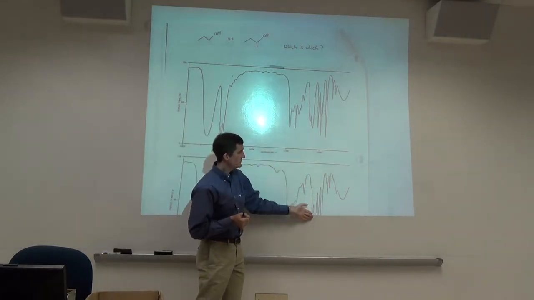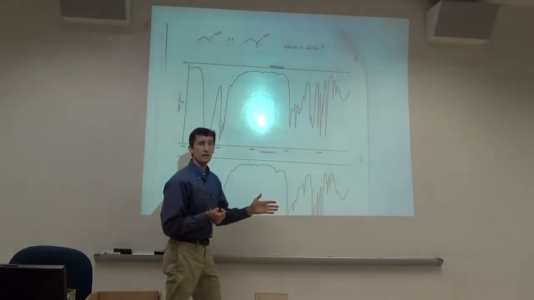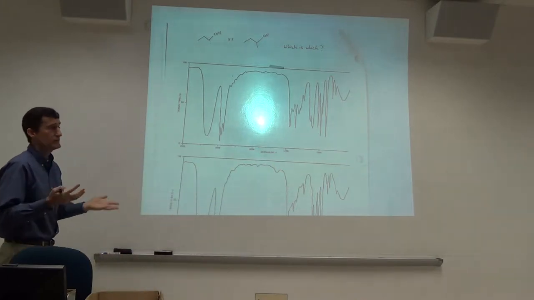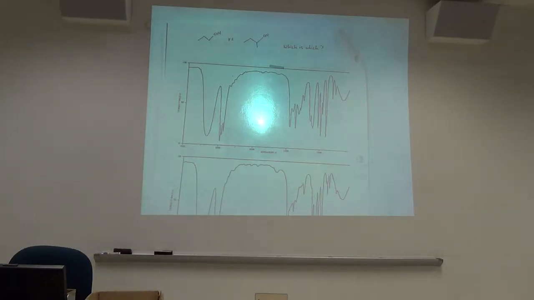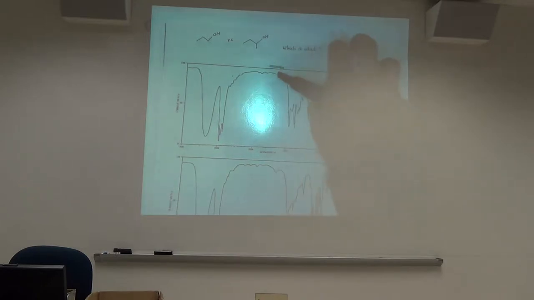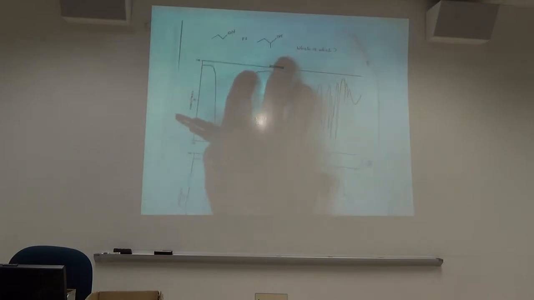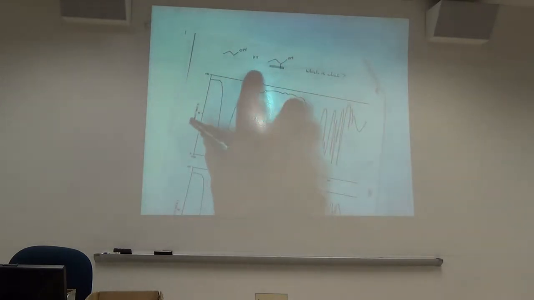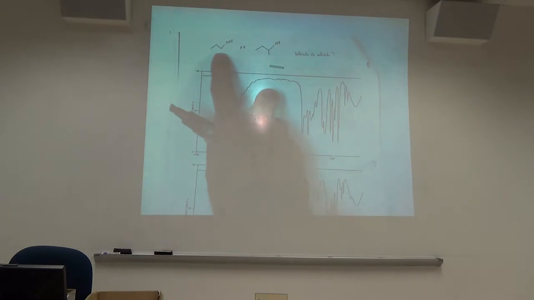Of course, the fingerprints are different, but unless you have a standard to match it up, you can't tell which is which. Just like if you find fingerprints on a doorknob, it could be anybody, unless you have a standard on file to match it up. So, IR has limitations.